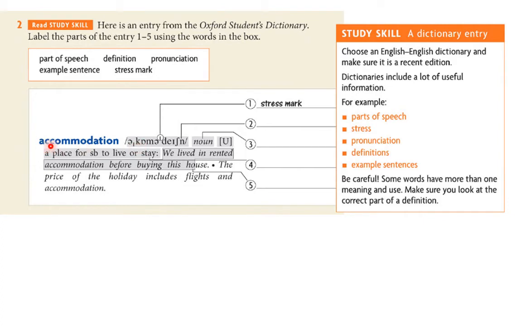We have C, double C, it's said as K, and A, akum. We have double M, but here we have one M, akum, akumme, akumde, day. We have A, but it is said as A, accommodate, and this is used for she. We have TIO, it's said as she, accommodation.